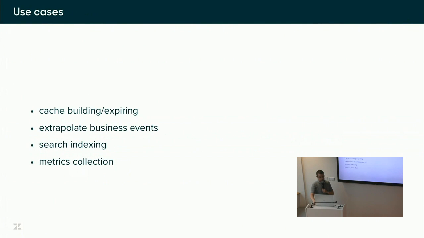So sample use cases are cache building and expiring, so you can build the caches when updates happen, and when an update to a record happens as well, you can just expire the cache and recreate it again. You can extrapolate business events with this. You can do search indexing. That's one new project that we're working on as well. Instead of going and getting the data from MySQL to index it in Elasticsearch, we're now going to use Maxwell to get the data streamed to the indexer. So everything is going to be done automatically, and we keep up to date instead of just polling. We get all the data, and metrics collection.